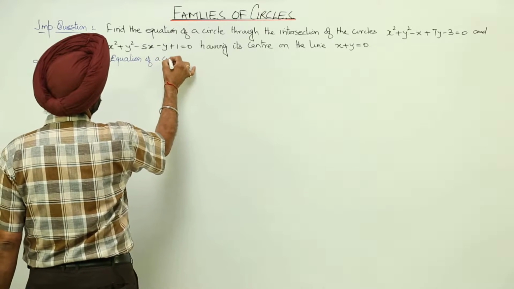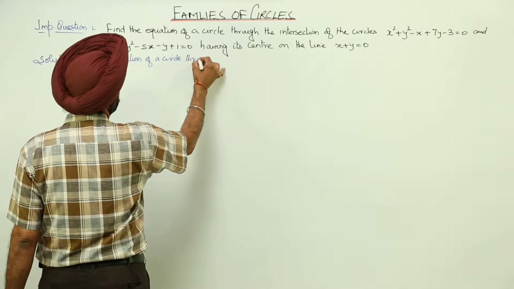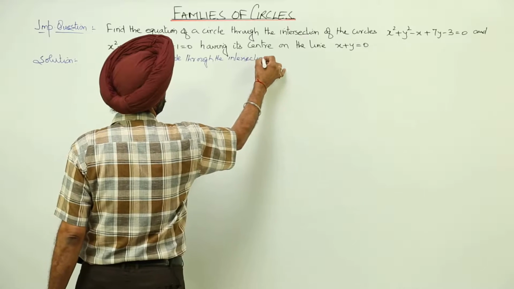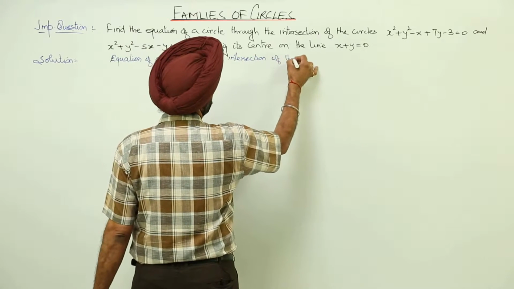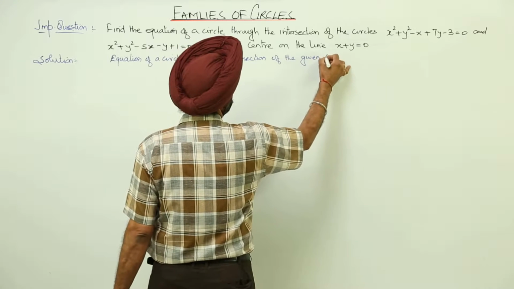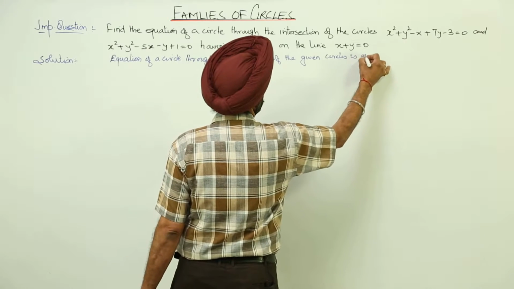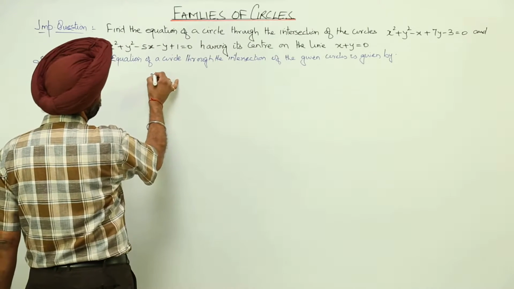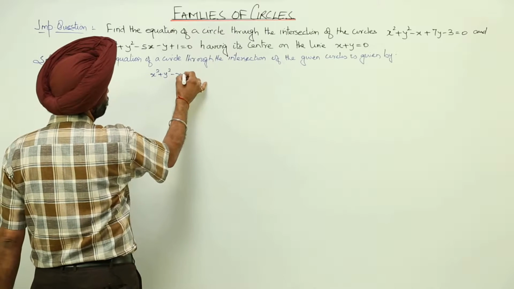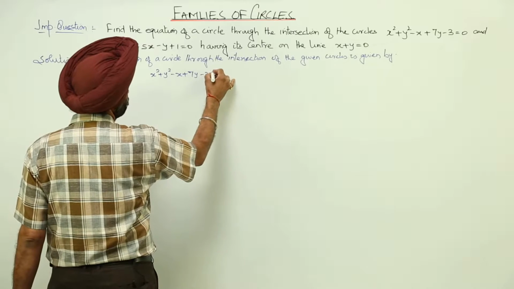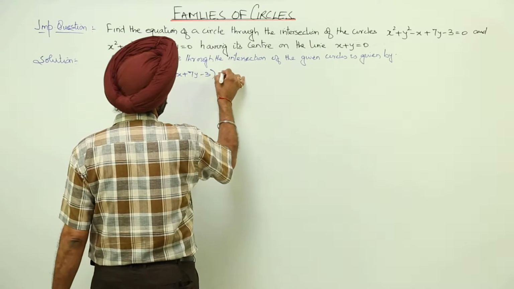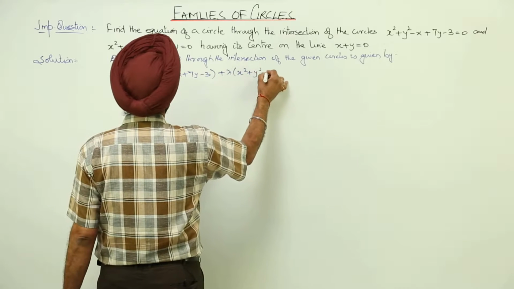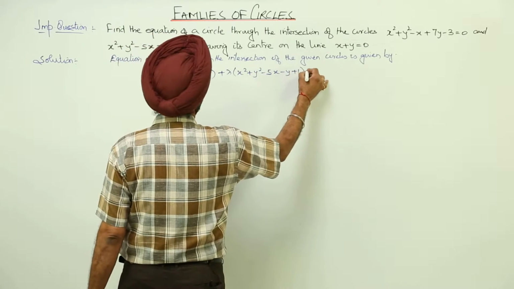Equation of a circle through the intersection of the given circles is given by x square plus y square minus x plus 7y minus 3 plus lambda with x square plus y square minus 5x minus y plus 1 is equal to 0.